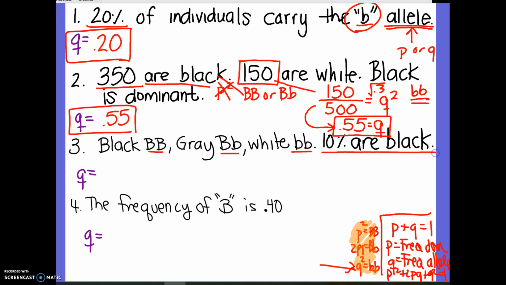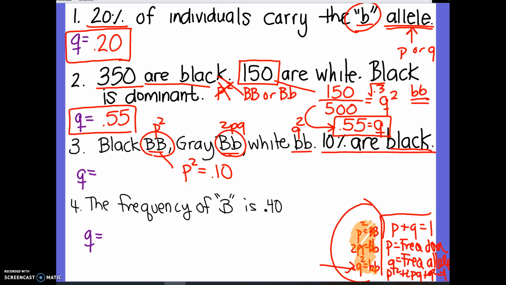10% are black. Now, this time, the piece of information, first of all, they're showing a trait, so that means they're giving us one of these 3, the P squared, 2PQ, or Q squared. And in this case, we can use the black because since the homozygous look different than the heterozygous, this is P squared, 2PQ, Q squared. So if 10% are black, we know that P squared is 0.10. Again, just changing our percent to a frequency.